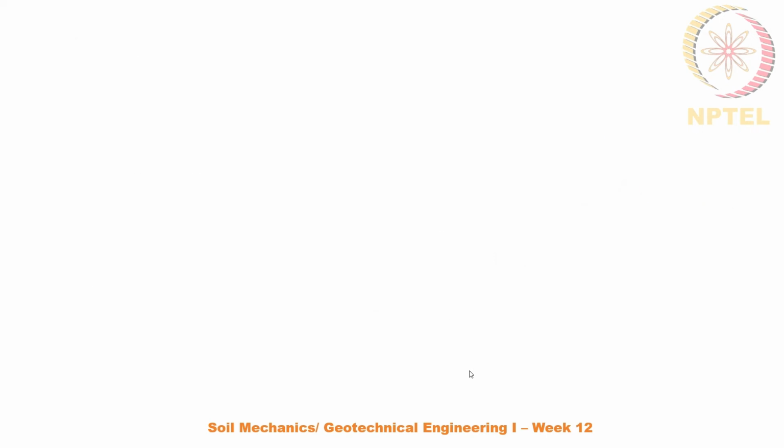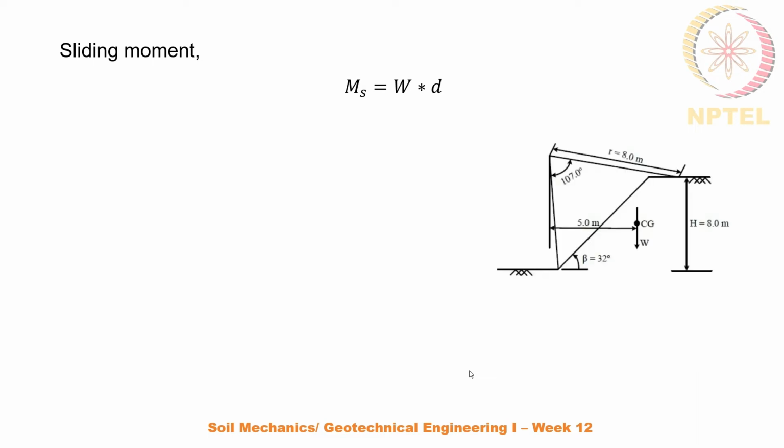Okay. So next thing we have to determine is the sliding moment, which is given by weight of the soil wedge into the distance. So that perpendicular distance. So that is 5 here, 5 meters here, and the weight is 380. So we got the sliding moment value as 1900 kilonewton meter. Till this we had calculated in the previous problems.